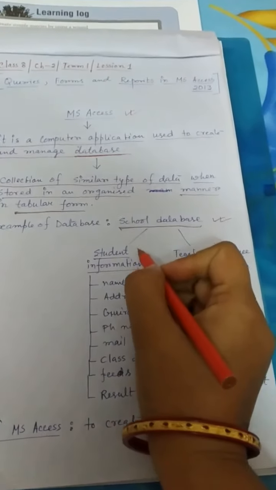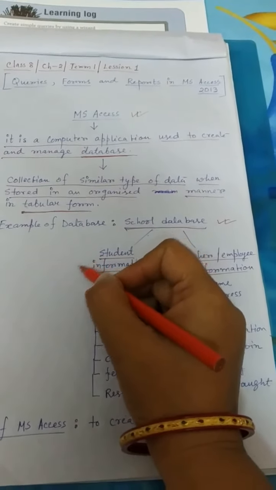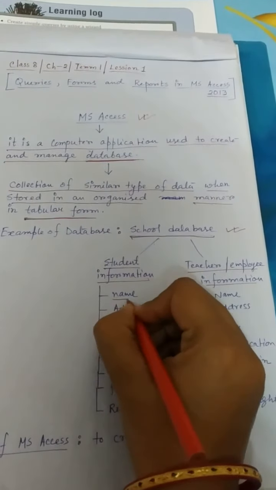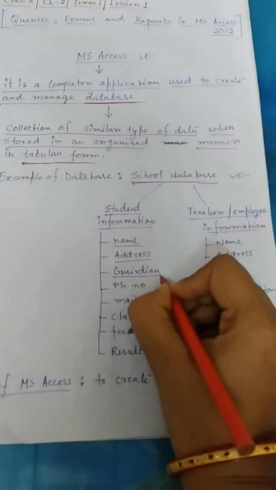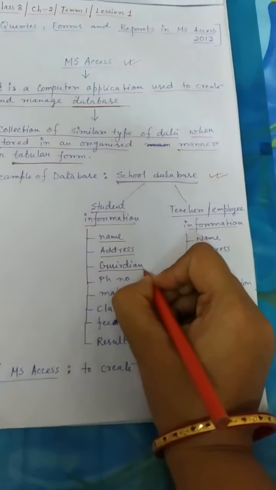In the student information, what information do we have? The name of the student, the address of the student, then the guardian names, that is the father's name or mother's name, phone number, mail address, and the class details of the student, that means which class the student is studying in, the student's fee details, and the result of his or her class. So these are all the information related to a student.